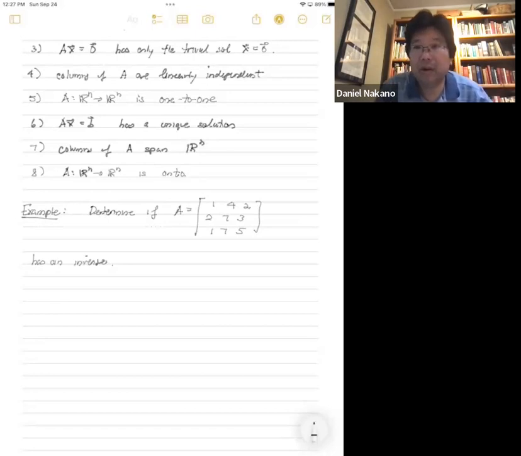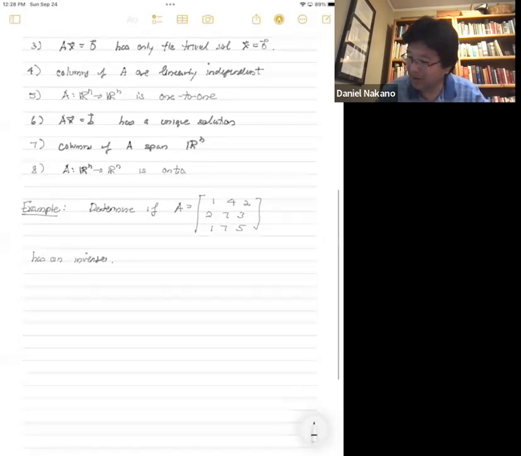Okay, so there are many ways to skin a cat here. There are 8 different ways. I can actually try to find an inverse for this thing, but I want to be a little bit lazier. So why don't I just look at the homogeneous system and see whether it has the trivial solution or not? Okay, so let's try that.